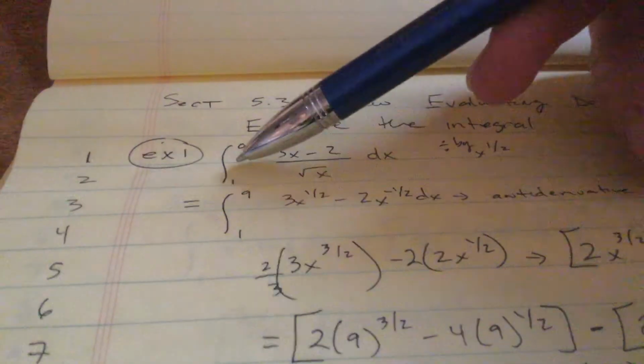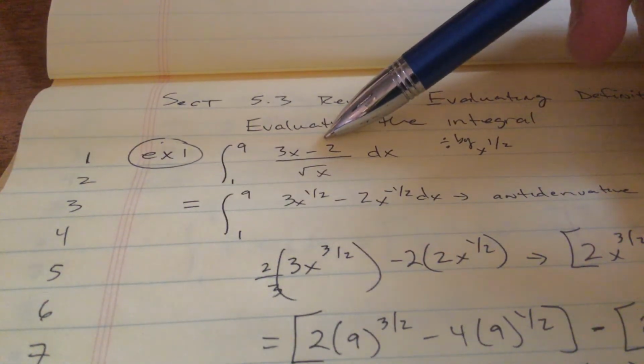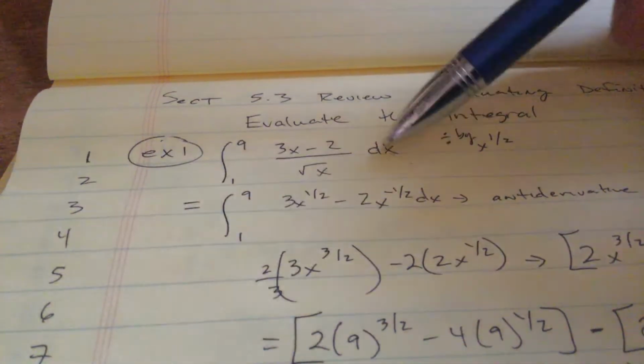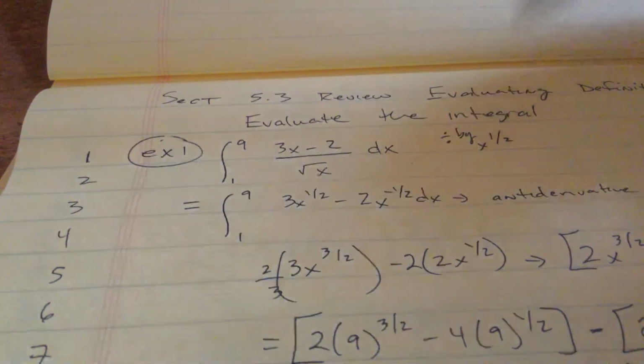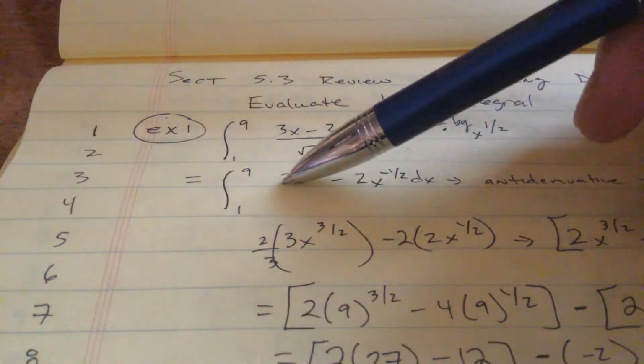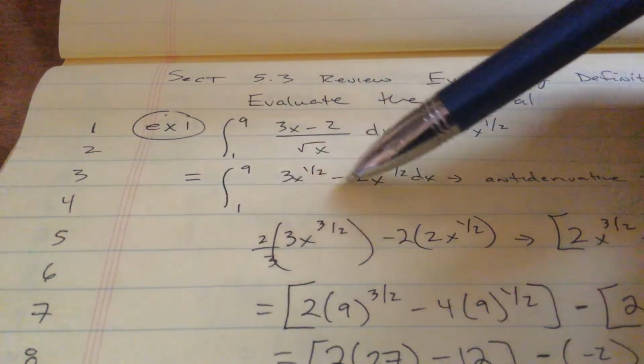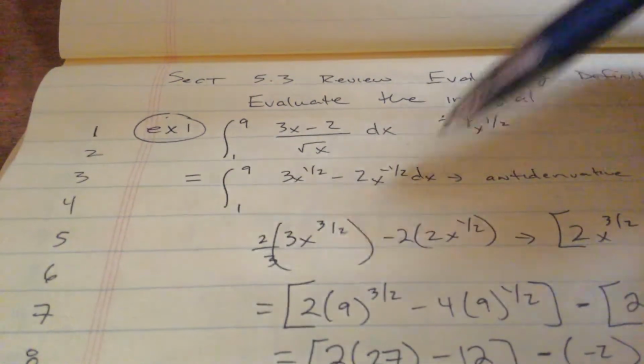Anyway, the example is you're going to integrate. Bounds are 1 to 9. This function here, 3x minus 2 over the square root of x. Independent variable is x. First off, you're going to divide everything by a power of x to the 1/2. So here's what we got. It's now 3x to the 1/2 minus 2x to the negative 1/2.